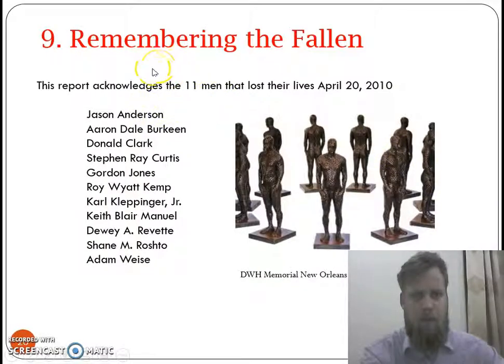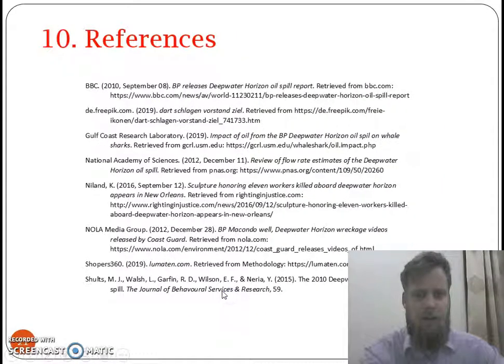Lastly, I want to remember the people that died. I want to close with that. So I've included their names and then actually a picture of the memorial that's up in New Orleans. Okay, so just take a moment to review those names and think that what I've talked about could be an abstraction as far as the technical details, but it did hit home with these people and their families. So I just want to close with that. And then here I have the references as well.